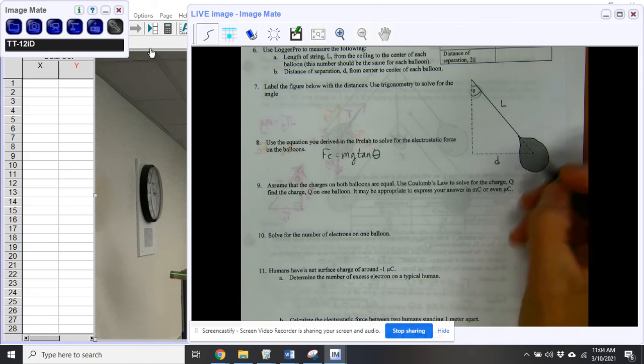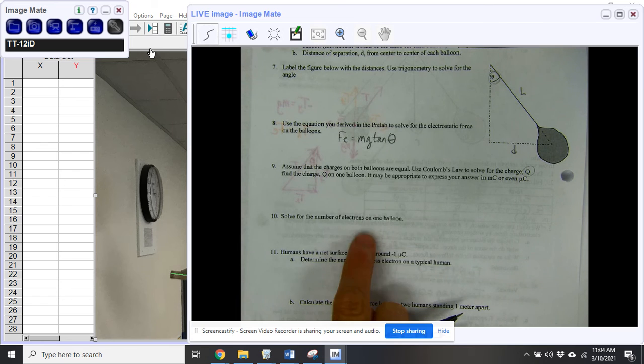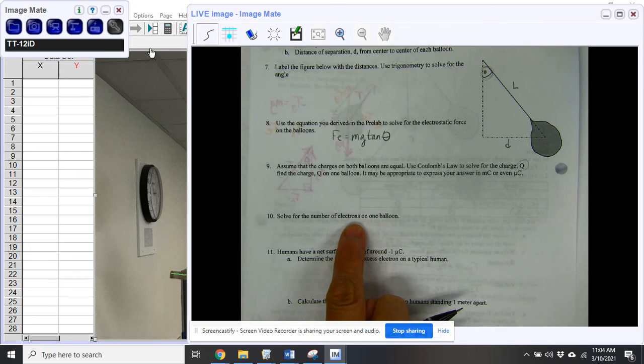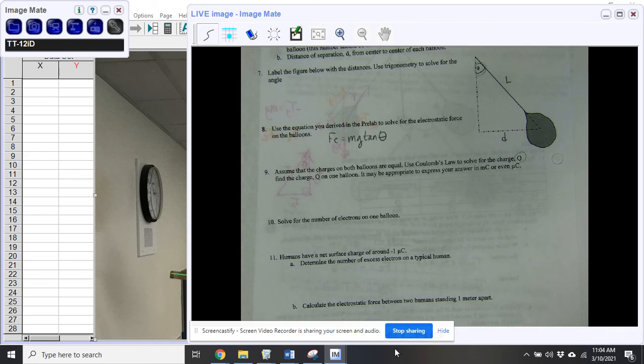Once you have the charge, the number of coulombs, you can figure out how many electrons, because you know, did I tell you in lecture? I think I did, the number of coulombs of one electron. And that's the lab.